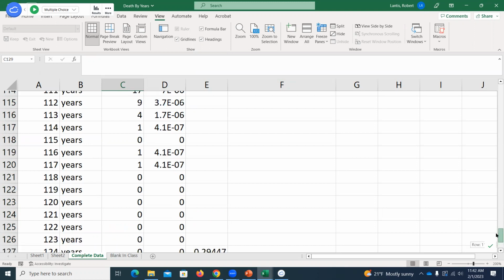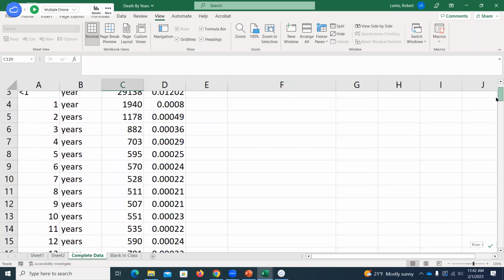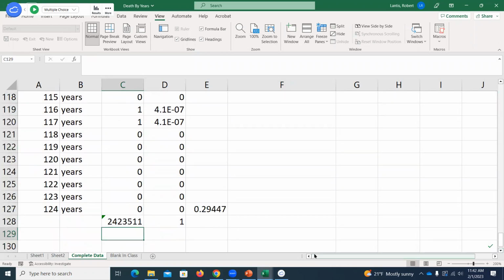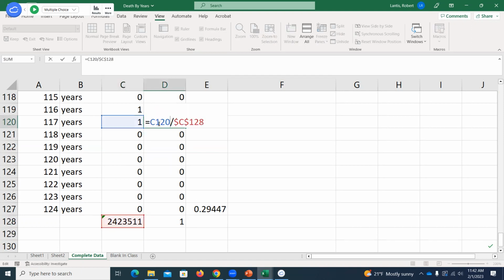So if I go up to the top here, well, actually, sorry, I'll show you down here so you can see the cell reference. So for instance, what's the probability that I die at the age of 117? If I chose someone at random, or someone's life, what's the probability they die at the age of 117? Well, there's only one person in my data out of 2.4 million. So I take that frequency, simply divide it by the total number of observations, right?